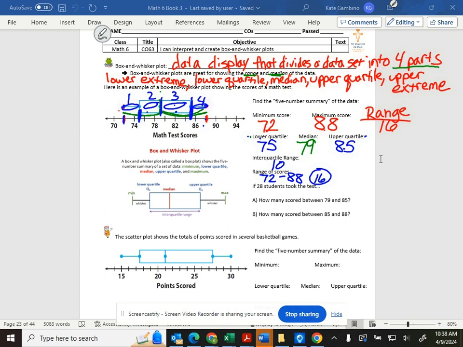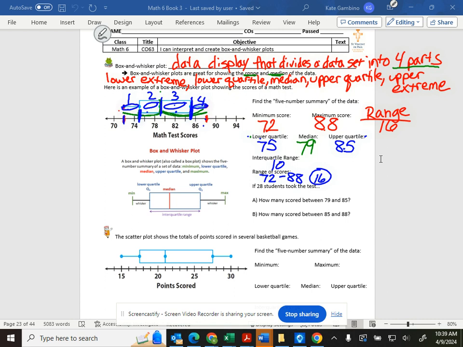So now let's look at that and say if 28 students took the test, there's 28 students, 28 scores. How many scored between 79 and 85? What do I have to do to find that out? I'm looking at this and I'm saying, I don't see any number, I don't see any scores listed. I don't know how many scored between 79 and 85. How can I figure that out?